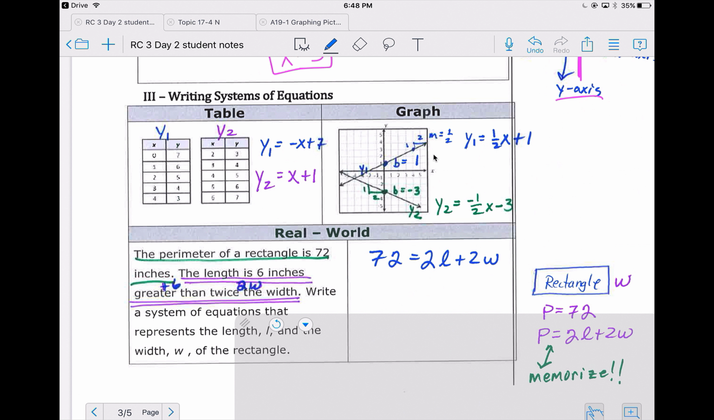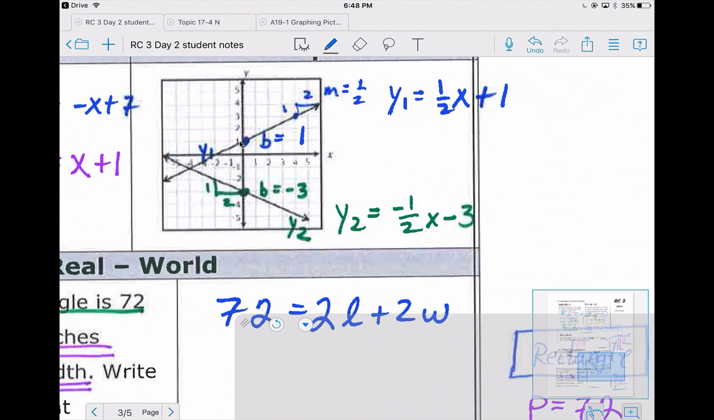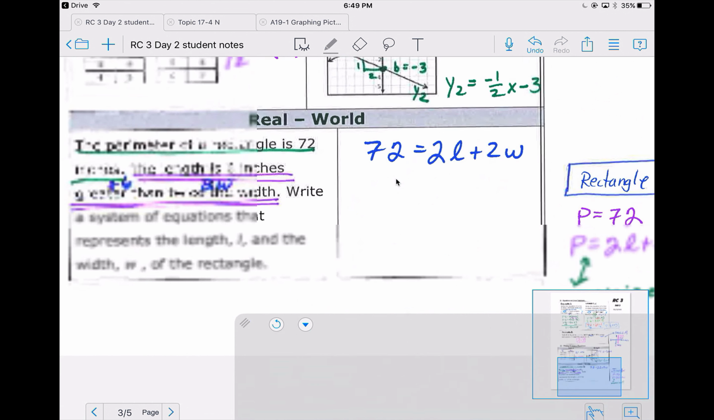If you're given a graph, take it one line at a time. This line crosses the y-axis at 1, so we do a +1, and then goes up 1, right 2, up 1, right 2, up 1, right 2, so it has a slope of 1/2. This line crosses the y-axis at -3 and then goes down 1, right 2, so it has a slope of -1/2. So for these problems, you're just writing your equations two times, and we did that on another assignment, I believe it was RC2. If you need practice with that, make sure you look at those assignments.